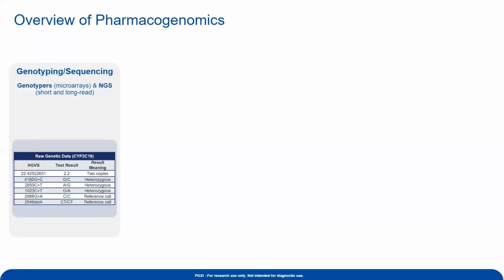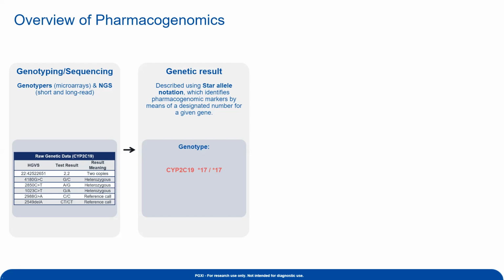Now, when looking at pharmacogenomics testing, there are two main technologies, with genotypers or microarrays being the gold standard today. But we have also seen uptake of NGS short and long read in PGX testing. Regardless, the raw genetic data, or the output of those technologies, is quite similar. The important piece here is that we look at copy number variants, the variations in specific parts of the genome, whether they're hets or homs, but also wild-type calls across those pharmacogenes. And for each tested pharmacogene, the genetic result is described using the star allele notation, which identifies pharmacogenomic markers by means of a designated number for a given gene.